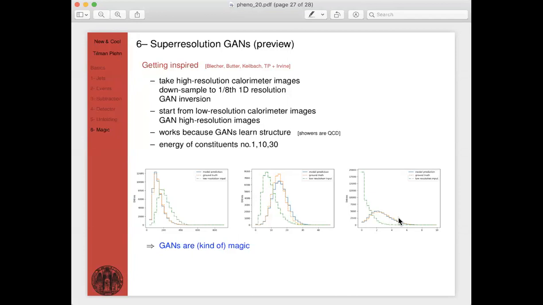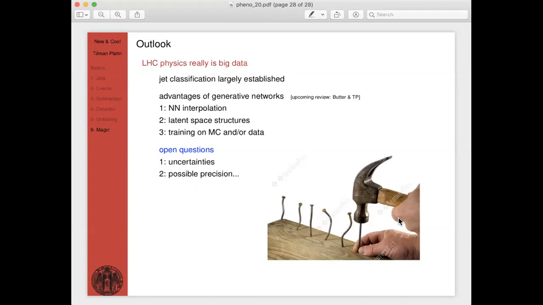My last slide is the summary, but we can as well skip it. The only thing I want to say is generative networks are extremely cool. I'm giving this talk because I'm writing a very brief review on the topic. They work on interpolation structures, latent space structures, and the nice thing is you can train them on anything you want, Monte Carlo data, any combination of the two. Open questions from the very beginning, from the first paper by Nachman till today's paper, are: what about the uncertainties? What about possible precision? I don't know the answer yet. We have to sit down and do that together.